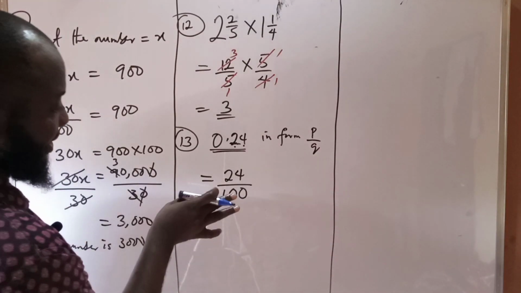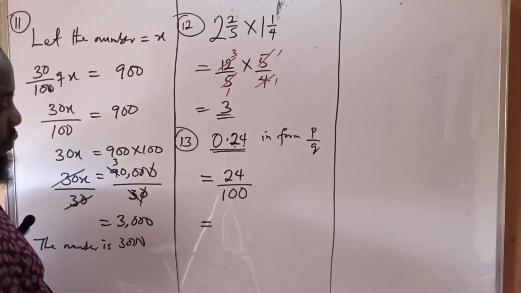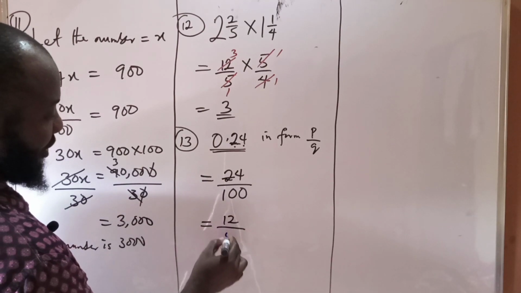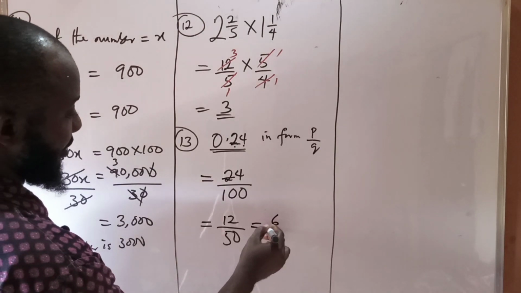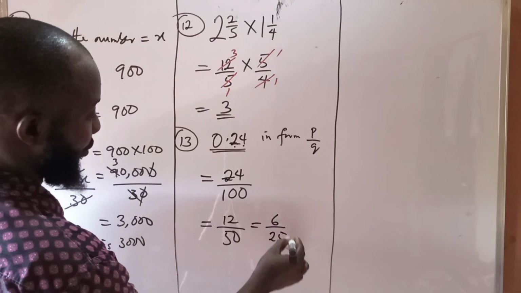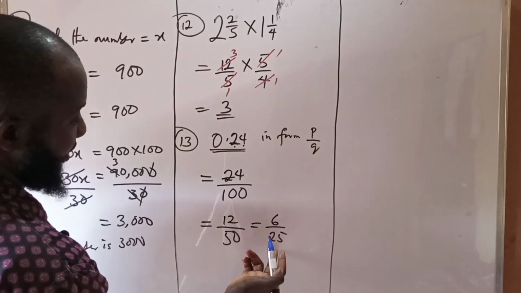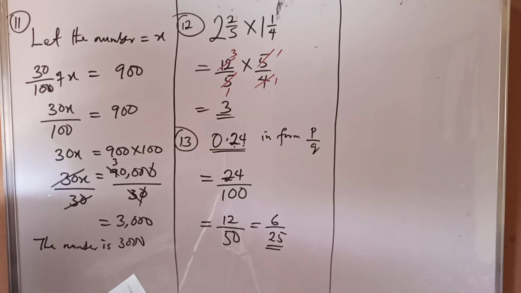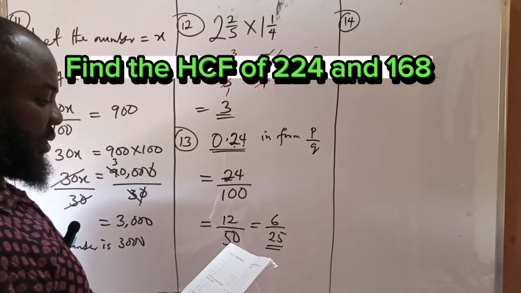From here now, we can simplify it to its lowest term. Simplifying this to its lowest term will give us 2 here, that is 12, then 2 here, that is 50. We can simplify further. So 2 can go here, 6, while 2 can go here, 25. Can we simplify further? No. 2 can divide this, 2 cannot divide it. 3 can divide, 3 cannot divide it. 5 can divide it, 5 cannot divide it. So we stop here. So this would then be our answer. That is option D. Question number 14, which says, find the H.C.F of 224 and 168.